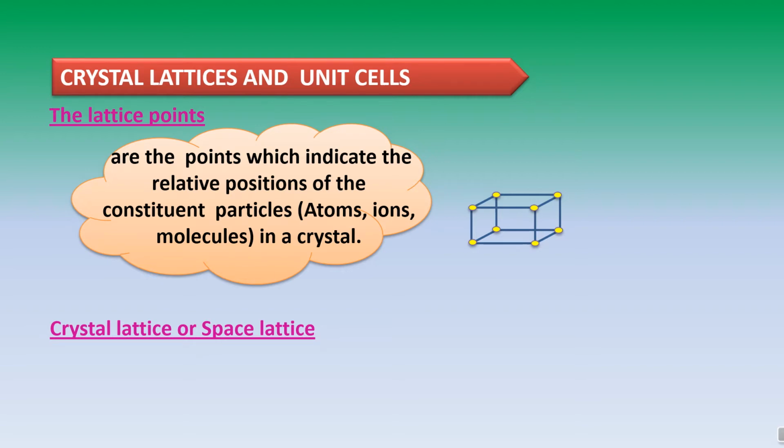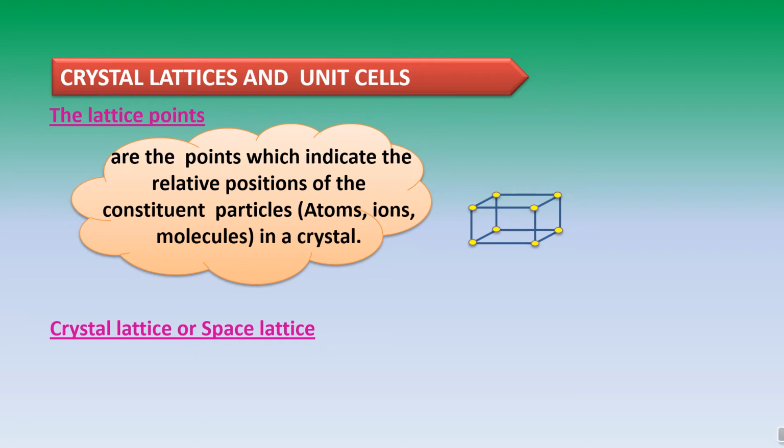a crystal. If you observe the diagram here, all of these indicate the lattice points, also called lattice sites, and each one indicates the position of a constituent particle. It may be an atom, or an ion, or a molecule.